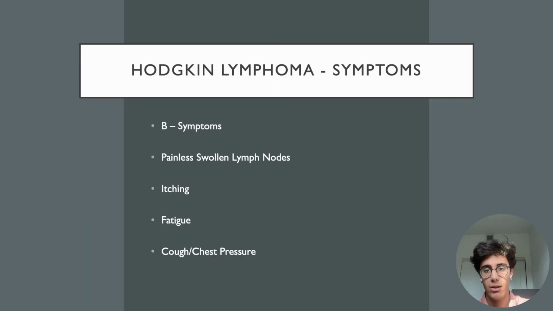Now, what are the symptoms of Hodgkin lymphoma? The most common symptoms of Hodgkin lymphoma are called B symptoms. It's a group of three symptoms that include drenching night sweats, unexplained recurring severe fevers, and severe weight loss of about 10% of initial weight in about 6 months.